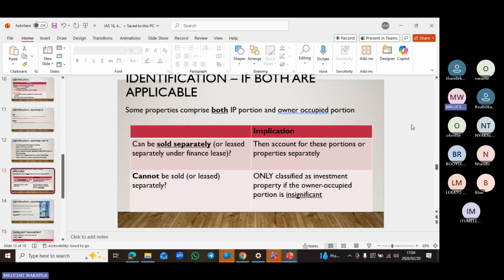But if it cannot be sold, you are checking about the significance of the portion. And also, if the owner occupies 80%, maybe four floors, and then one floor is actually investment property, we can just conclude that it's owner occupied because of the insignificance of the investment property. So those are things that you're supposed to be careful about.